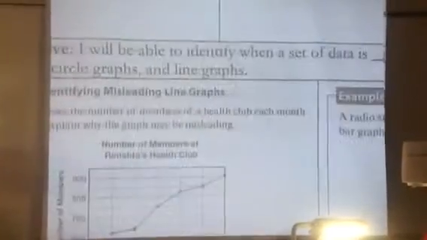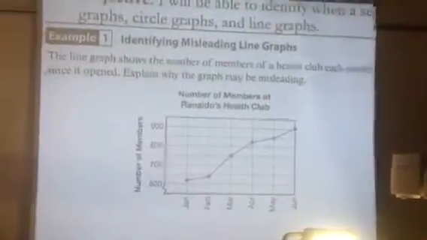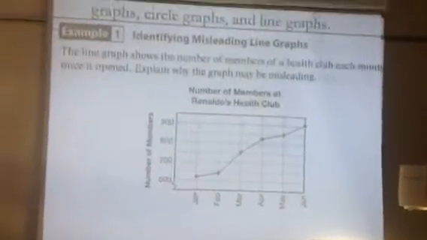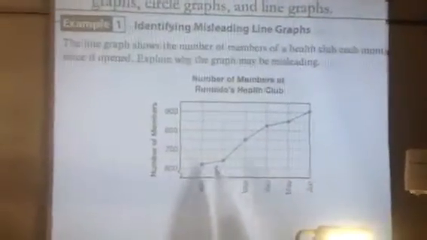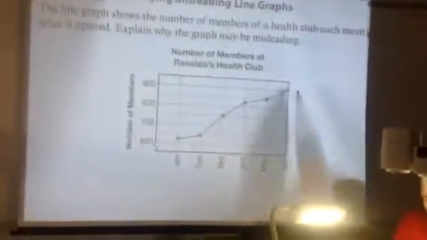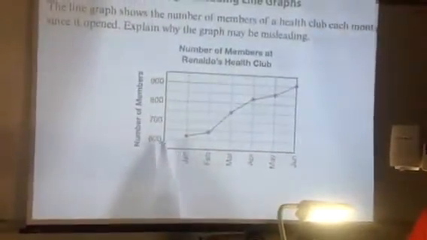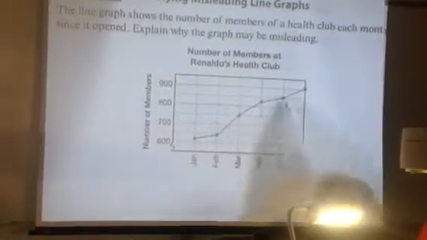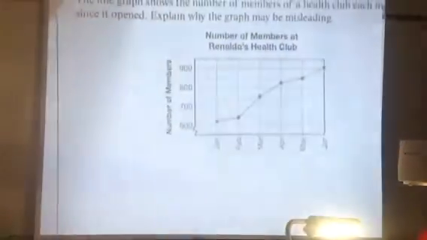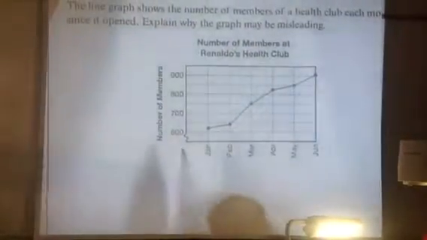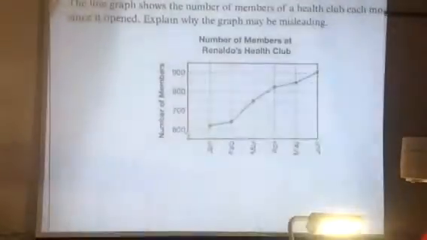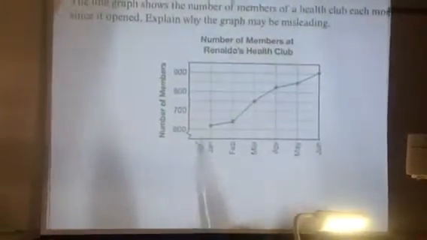So here's an example. The line graph shows the number of members of a health club each month since it opened. Explain why the graph is misleading. If you look at this, it looks like the number of members went up and up and up. But the reason it makes it look like it went up so quickly is because the scale does not start at 0. If it started at 0, the increase here would look a lot smaller.